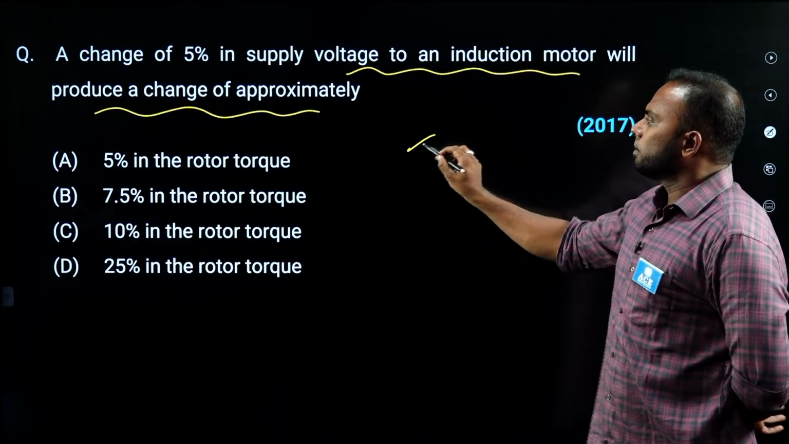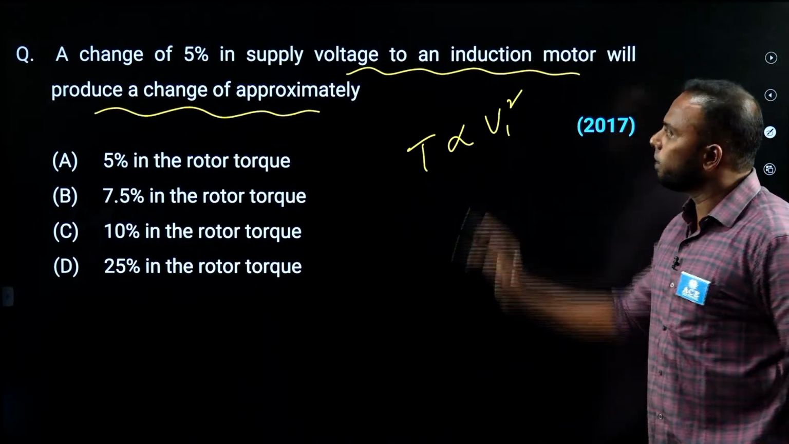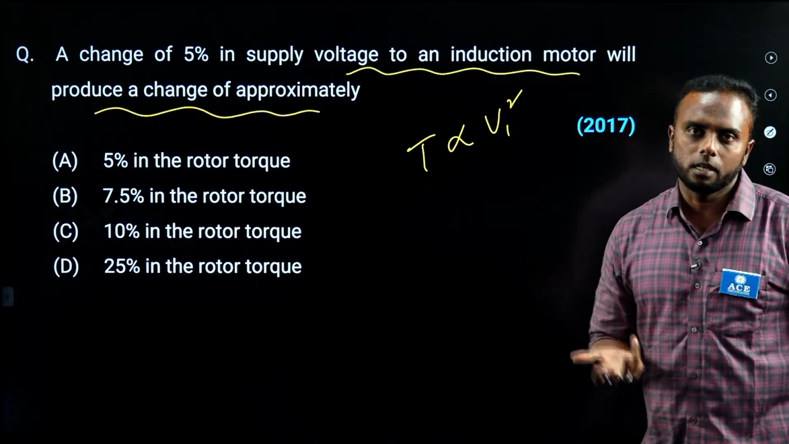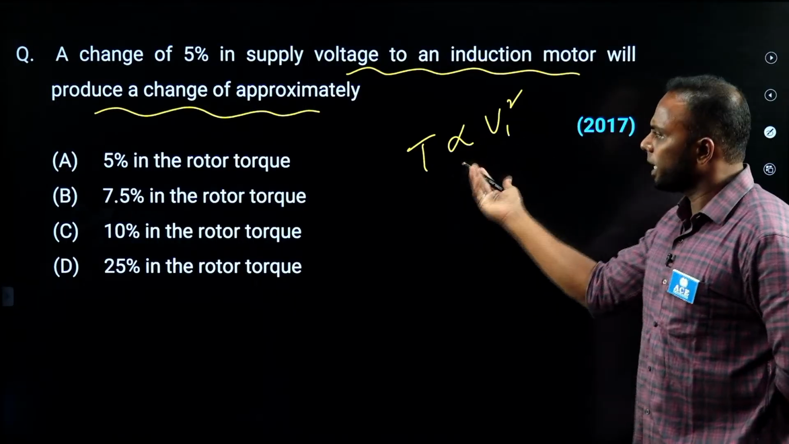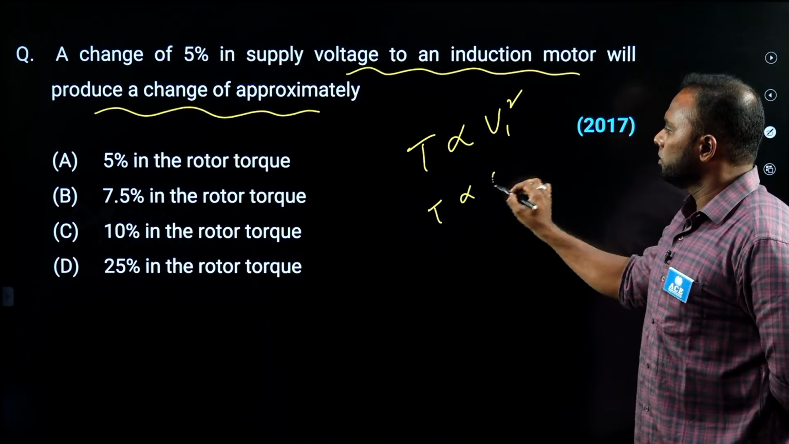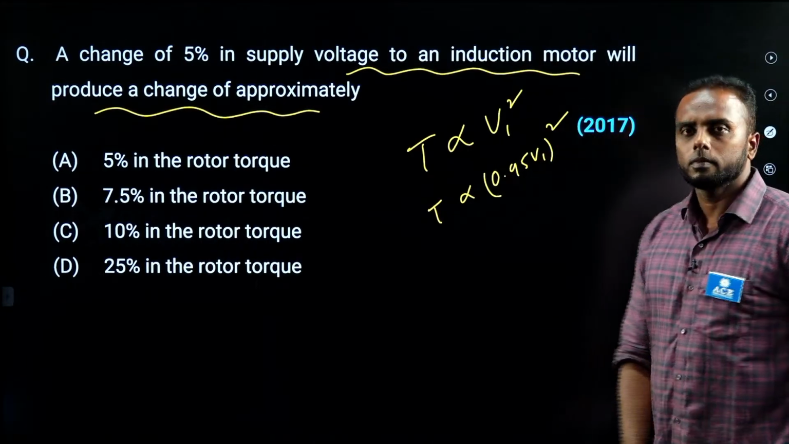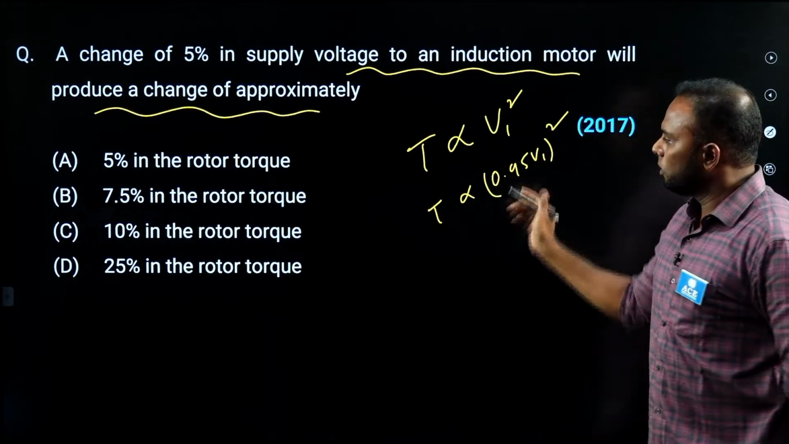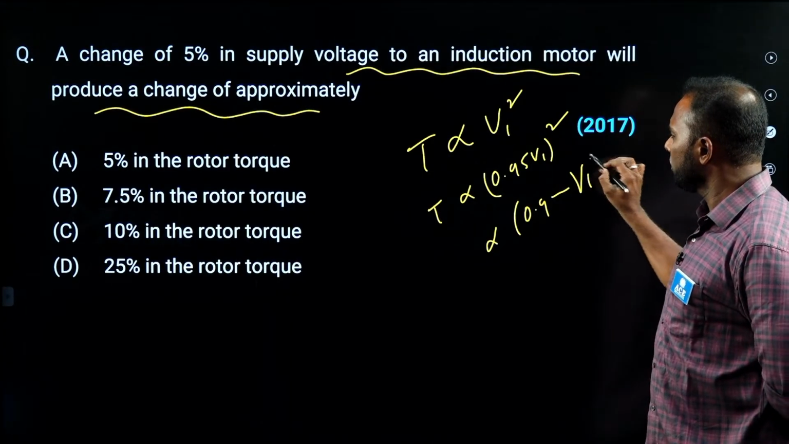Just now I told you torque is proportional to the square of the supply voltage. A 5% change is given, but what change they did not mention, whether voltage increases or decreases. You take anything. So torque is proportional to (0.95 V1) squared, a 5% voltage decrease. Or you can take a voltage increase. So approximately you get some 0.9 something times V1 squared.